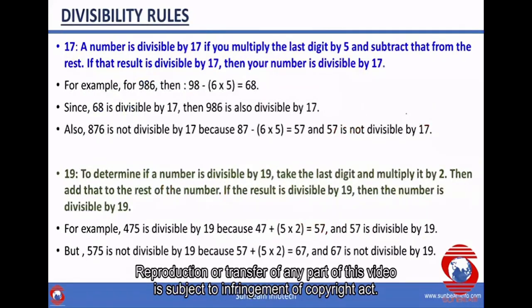Now there are rules for 17, 19, just go through them, right? इसकी बहुत ज़्यादा ज़रूरत नहीं होती है, so just go through them.